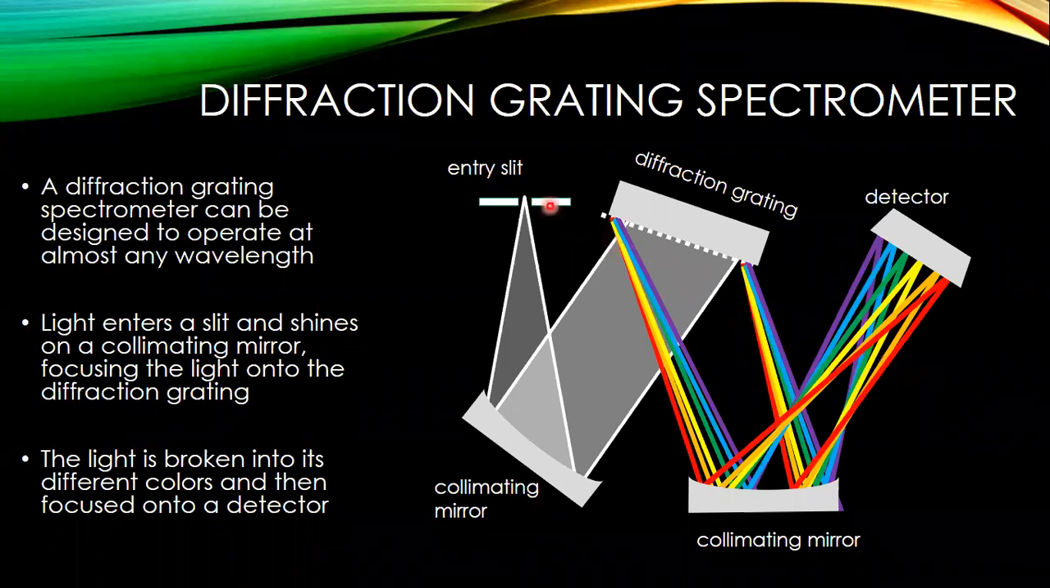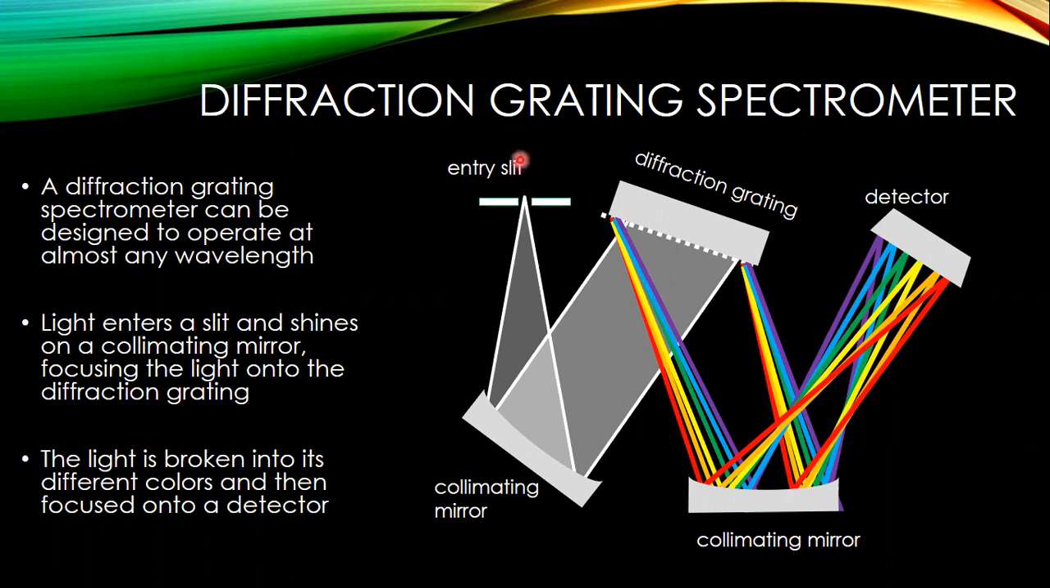And this is what a diffraction grating spectrometer would look like. The beauty of this is you can create a diffraction grating for the infrared. You can create a diffraction grating for ultraviolet. As long as you have a reflective surface at that particular wavelength, this will work. You can't do that with a prism spectrometer.